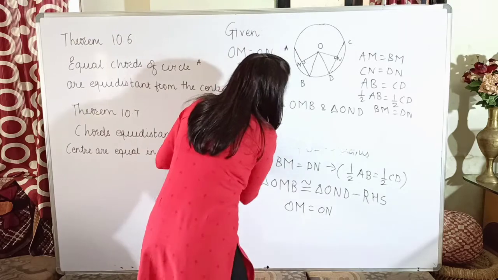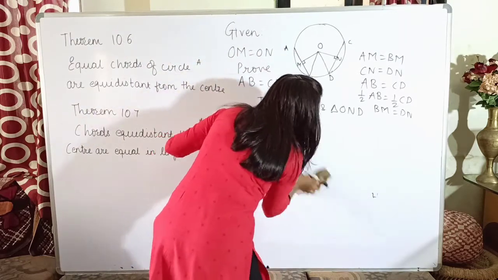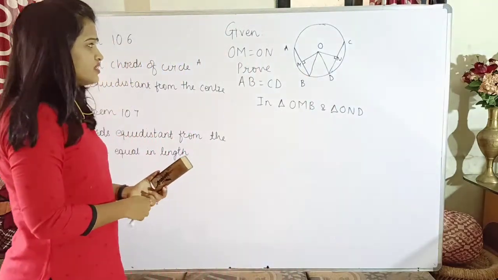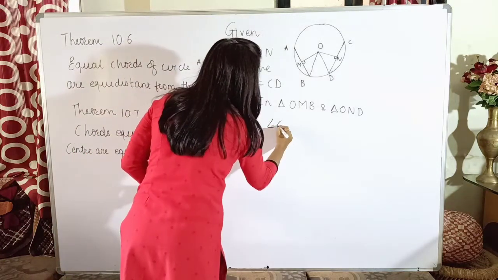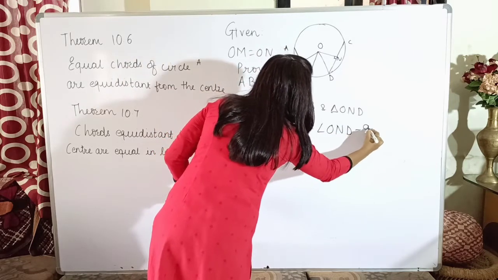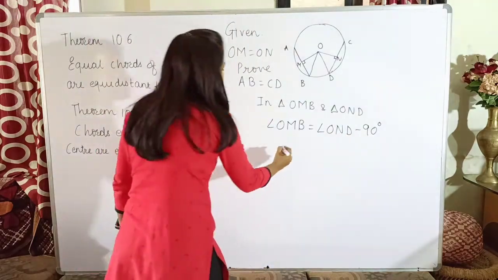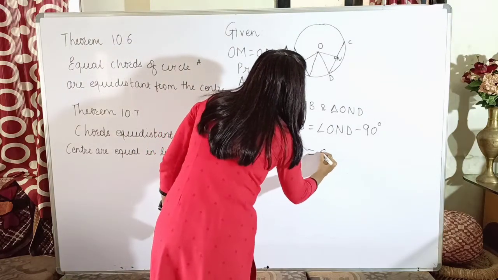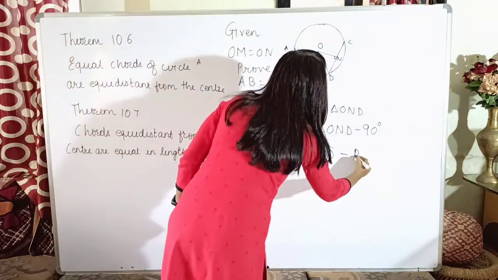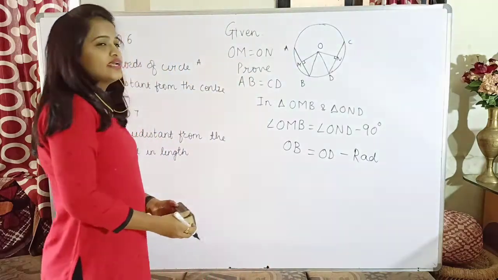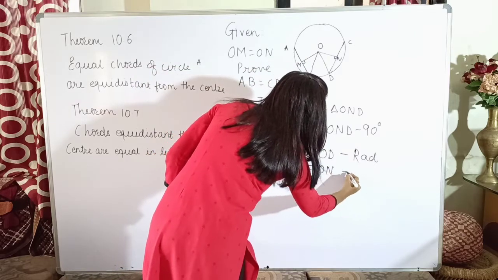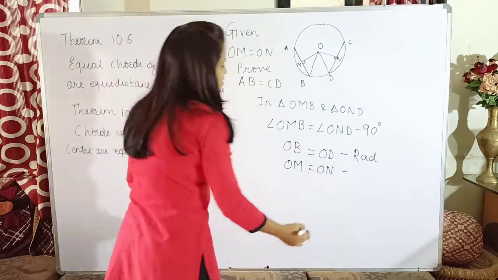So let us consider the same two triangles and see how we can show them congruent. Now in the two triangles, the first angle of 90 degrees will remain the same. So angle OMB is equal to angle OND. Why? Because both are 90 degrees. What next? OB equal to OD. Yes, because both are the radius of the circle. What next? OM equal to ON, because that is your given thing, right?